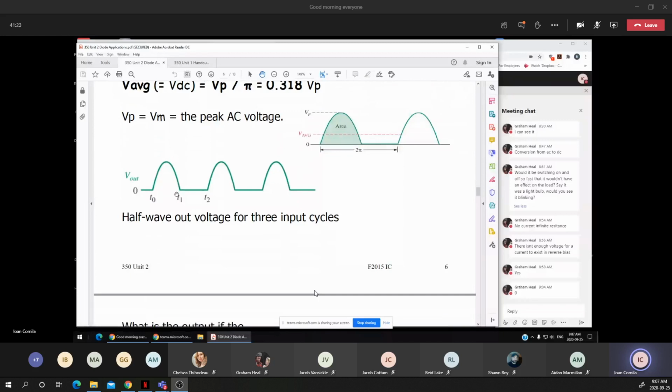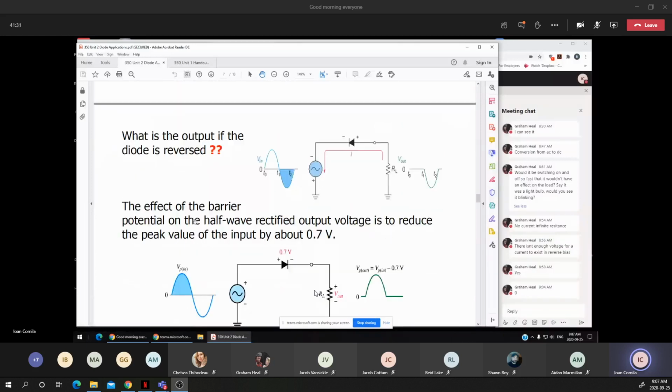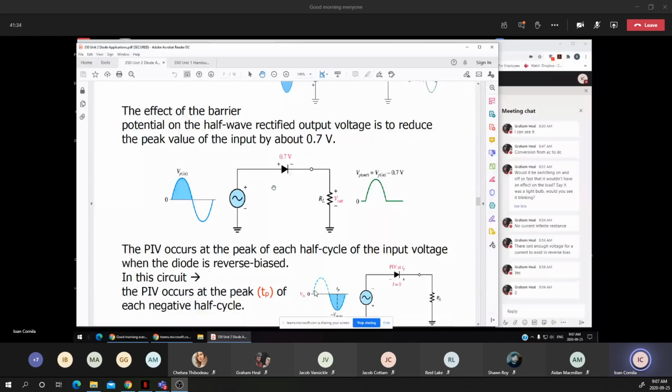Now, in terms of the output power. In order to determine the output power, looking at this circuit, I have the supplied voltage, and the supplied voltage most of the time is more than 0.7 volts. We are taking into account the voltage drop across the diode. Don't forget about the barrier potential. The diode will act as an on switch for any voltage above 0.7 volts, which means that the voltage drop across the diode is 0.7.